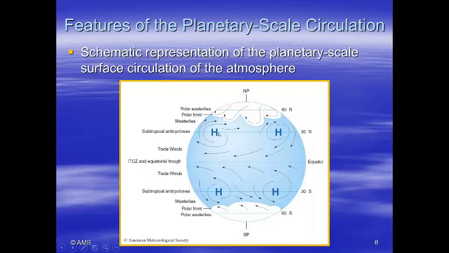We also have the subtropical anticyclones, these high pressure systems, that once again are semi-permanent. We also have the polar westerlies and what's known as the polar front up at about 60 degrees north and 60 degrees south. Except in the south, instead of having the polar westerlies, we have the polar easterlies.